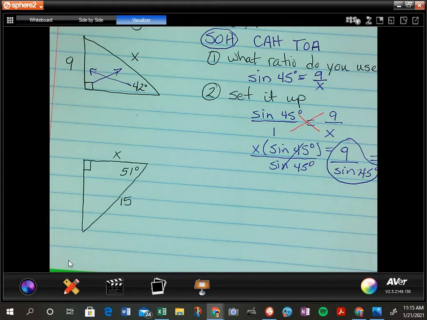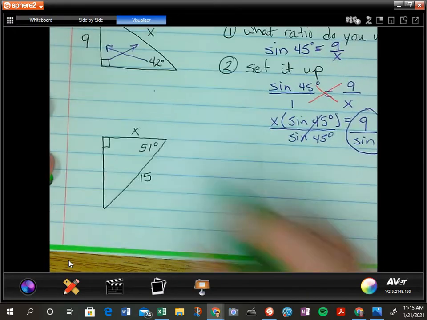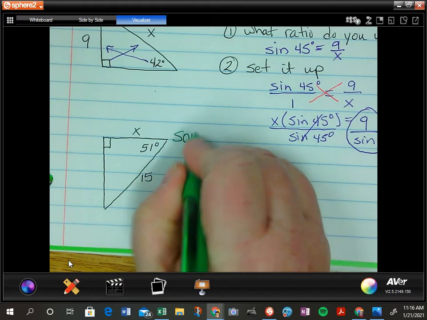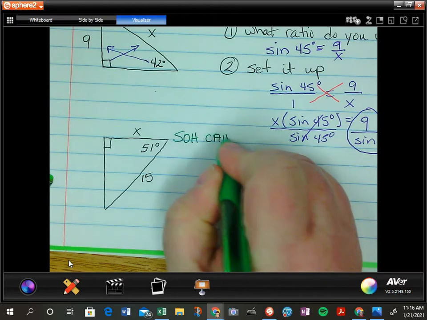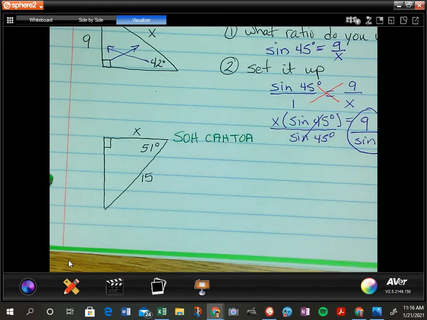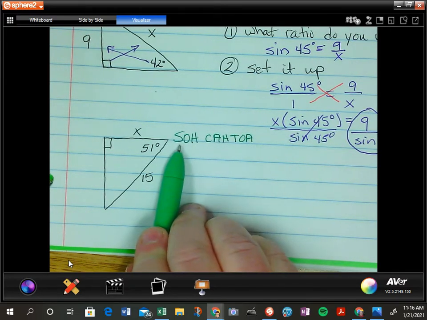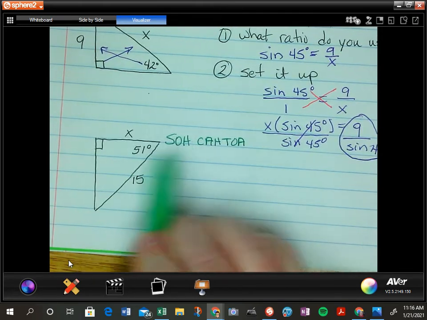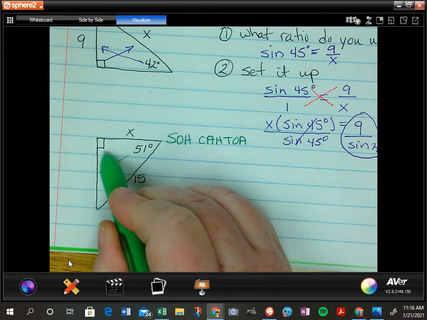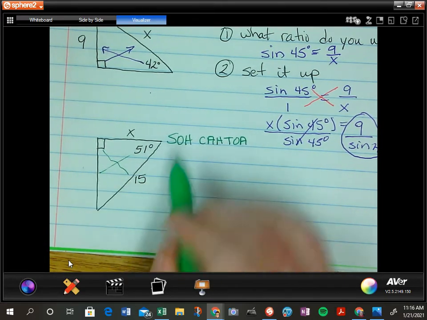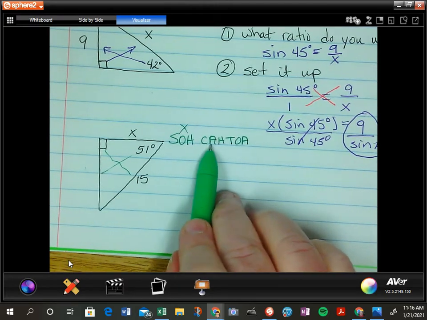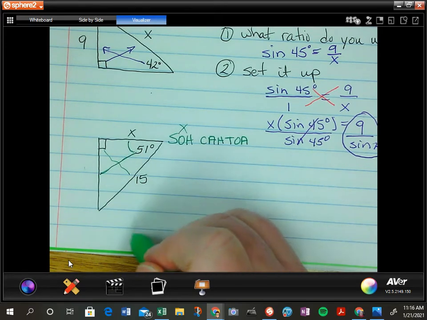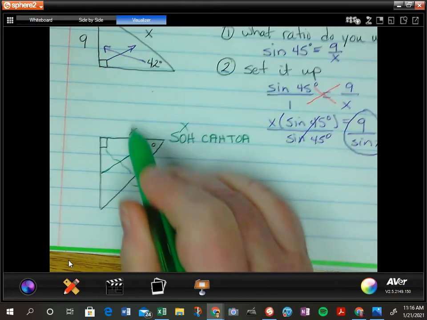Okay, let's do the next one. So what are we using out of SOHCAHTOA? Are we using opposite over hypotenuse? So look at this. There's nothing over here, so we're not using that one. Adjacent over hypotenuse. Next door over hypotenuse. Yep, that's the one.